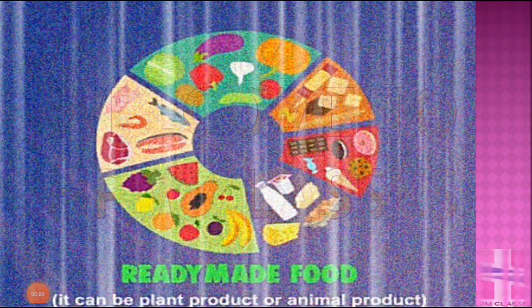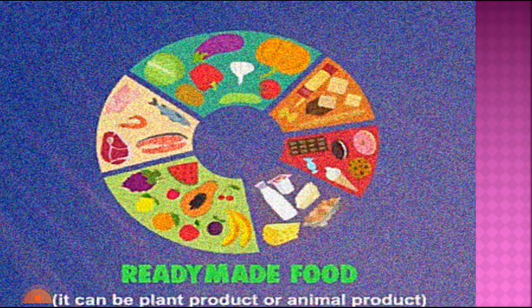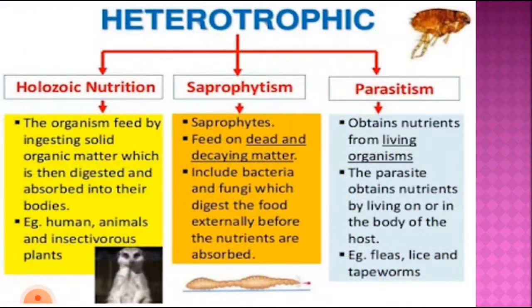In the previous video we have learned about heterotrophic mode of nutrition, in which we have seen that organisms who cannot prepare their own food are directly or indirectly dependent upon autotrophs and other animals for their food. Different heterotrophs get their nutrition in different ways.